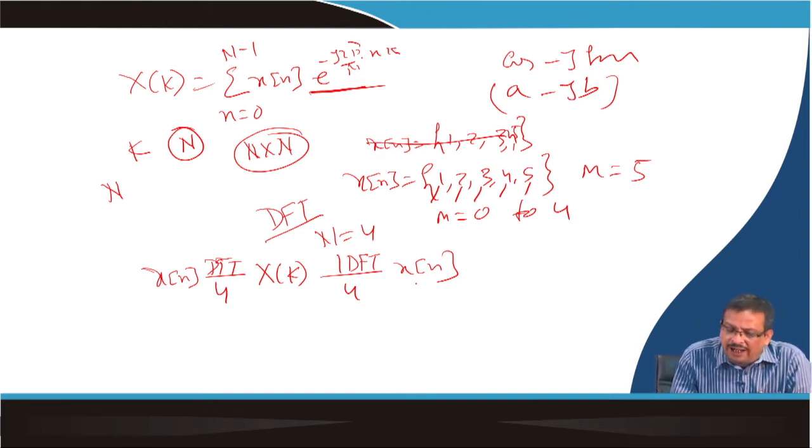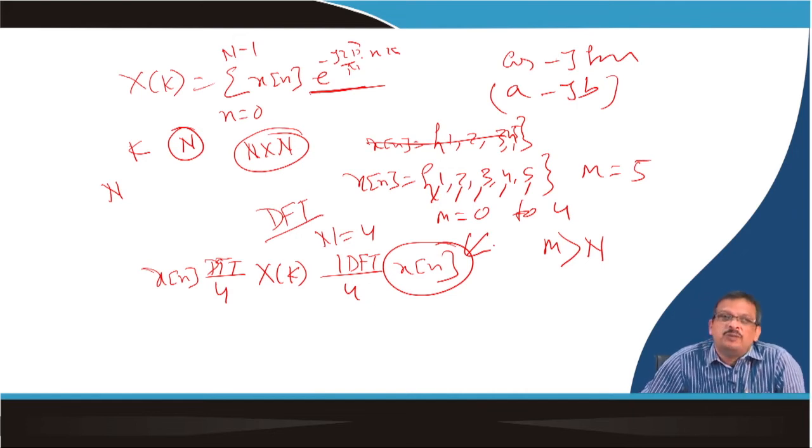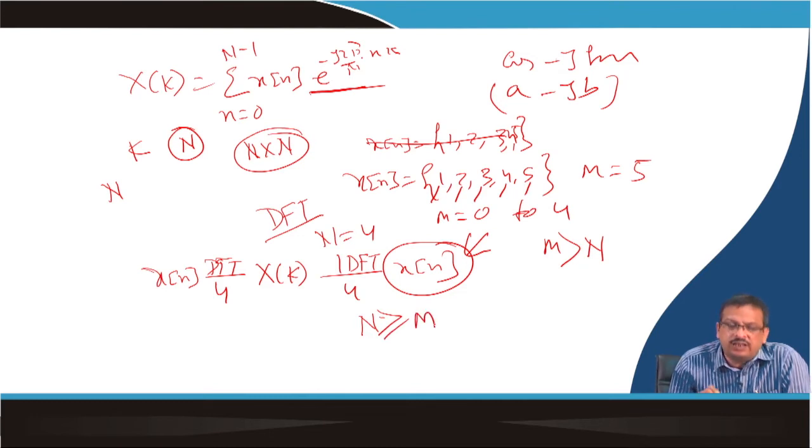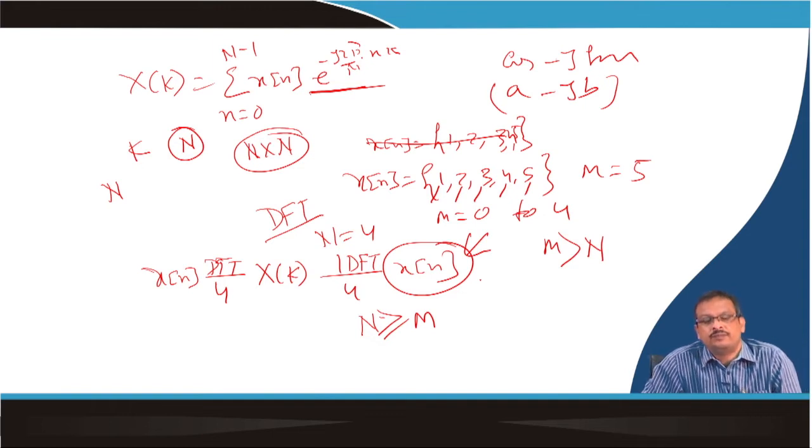But if M is greater than N, I cannot get back the signal x[n]. Aliasing will happen. So what is the requirement? My DFT length must be greater than or equal to the length of the signal. If it is greater, then I can assume that all the signal values outside the M samples are 0, which is called zero padding. Let us do one example with zero padding.